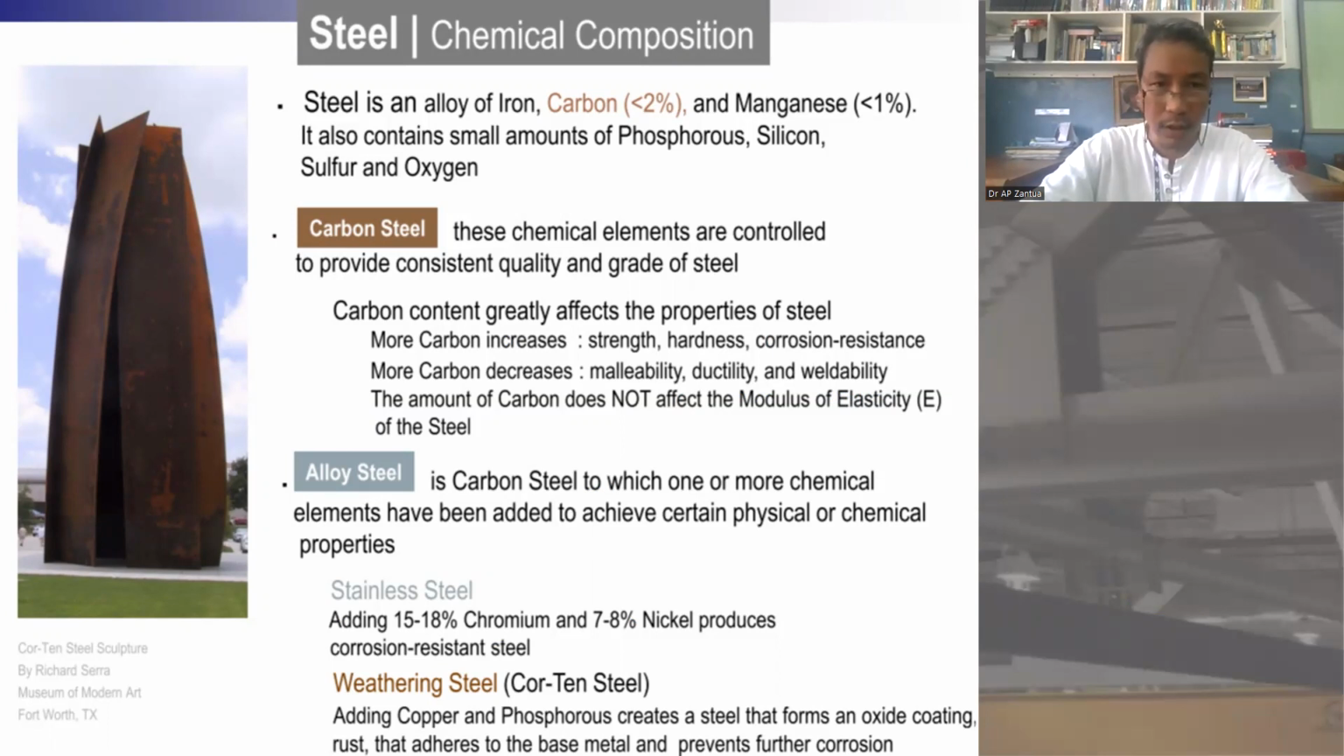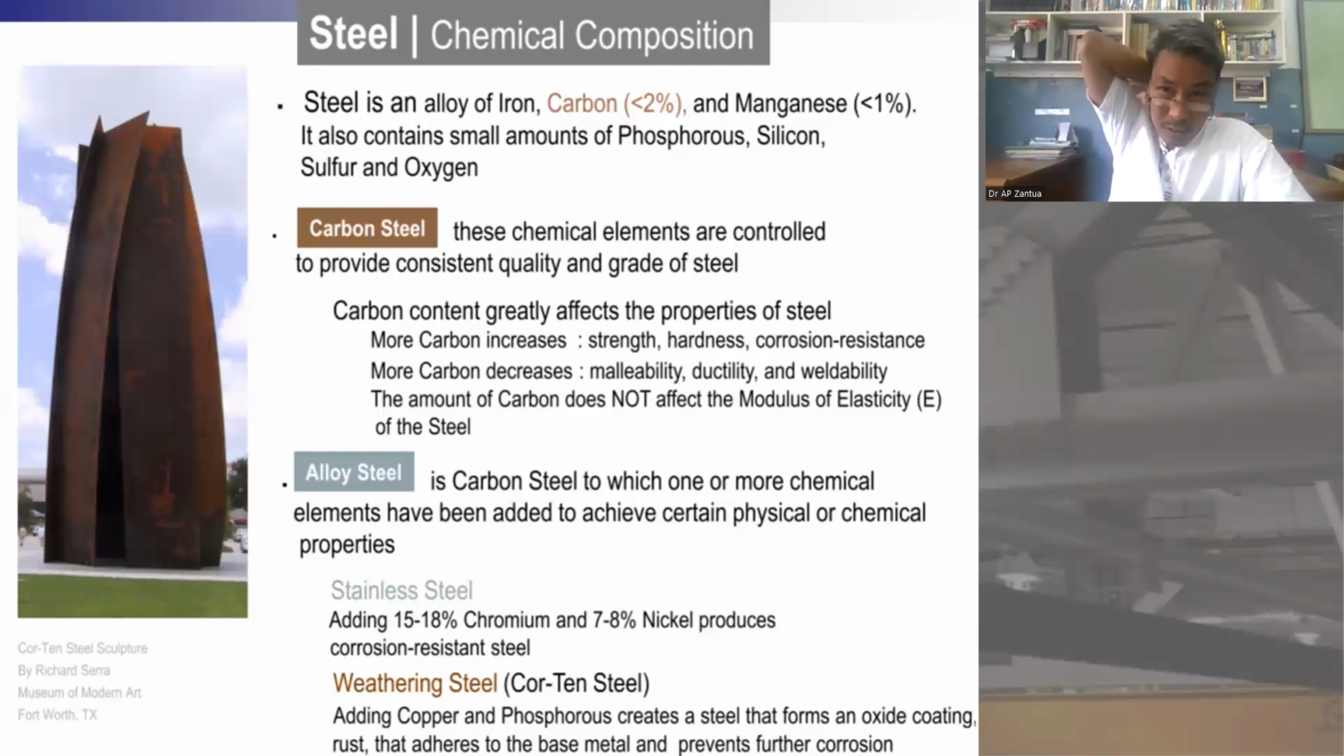What is carbon steel? There are carbon steel and there are alloy steel. If we say carbon steel, these chemical elements are controlled to provide consistent quality and grade of steel. So in carbon steel, we have a controlled amount of carbon added to the iron. Carbon content greatly affects properties of steel. More carbon increases strength, hardness, and corrosion.